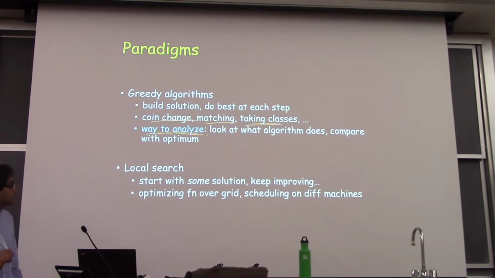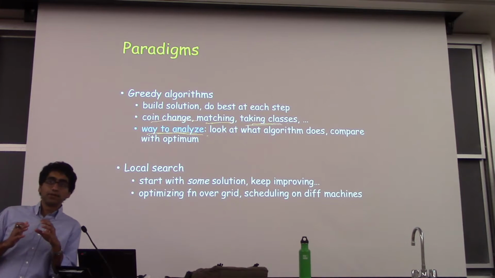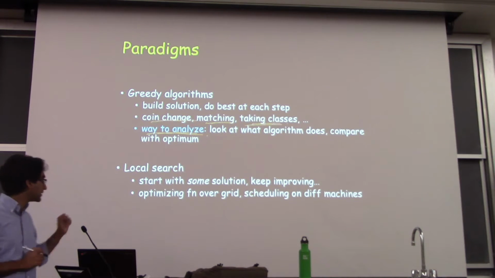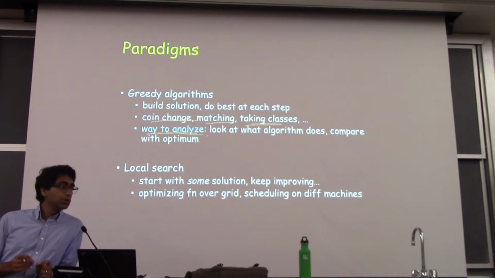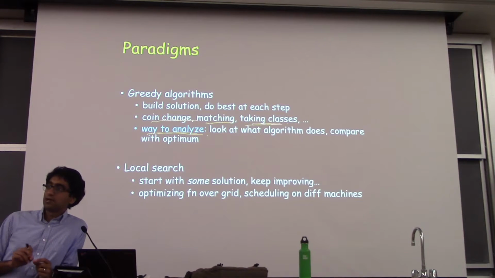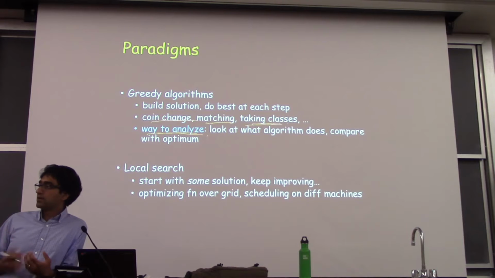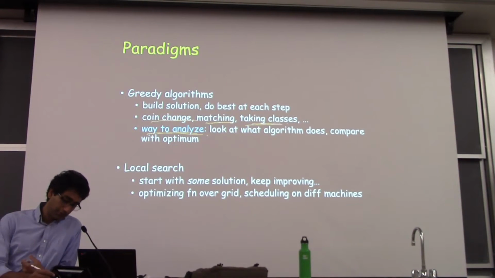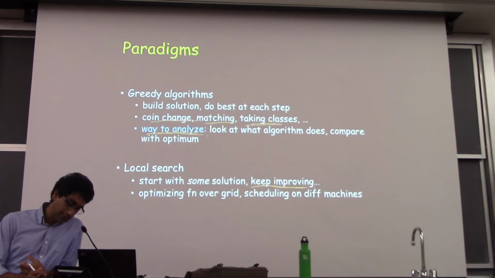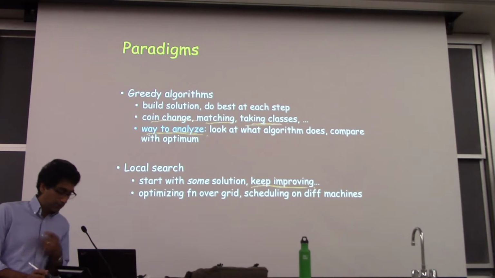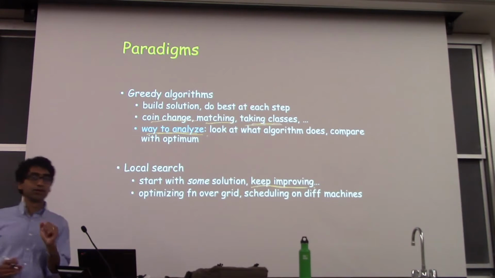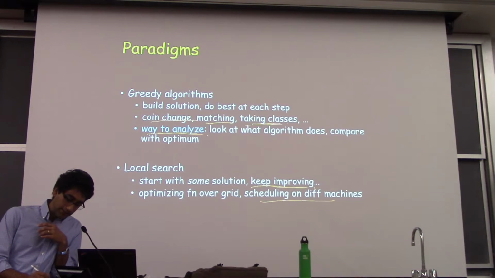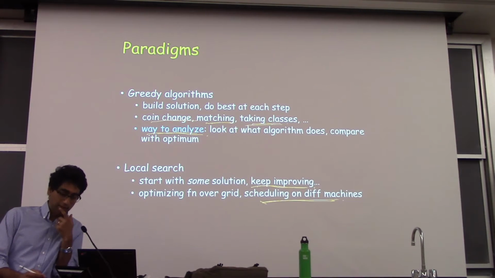And finally, we saw this example of local search, where it's kind of like greedy, but in some sense, it's not a one-shot thing. You start with some solution, which you construct by whatever means you want, and then you keep updating. You try to see if you can change the solution a little bit and improve the objective value. So this was what is called local search, and the examples we saw are optimizing some function over a grid, and parallel machine scheduling. This problem we might come back to when we are doing some NP hardness type reductions.